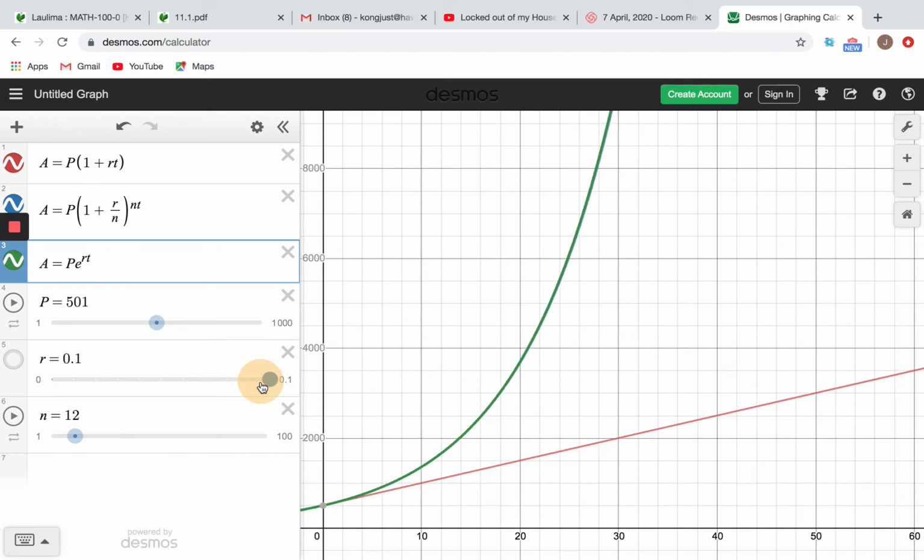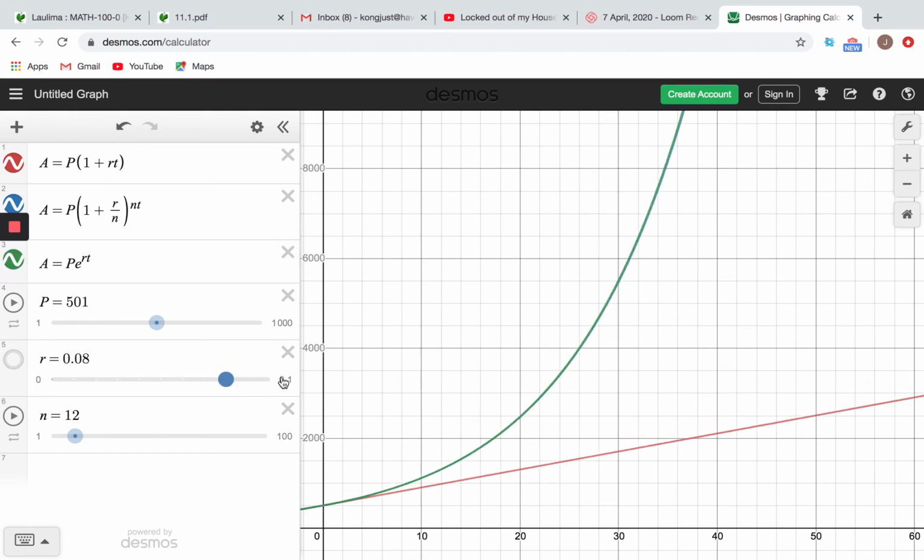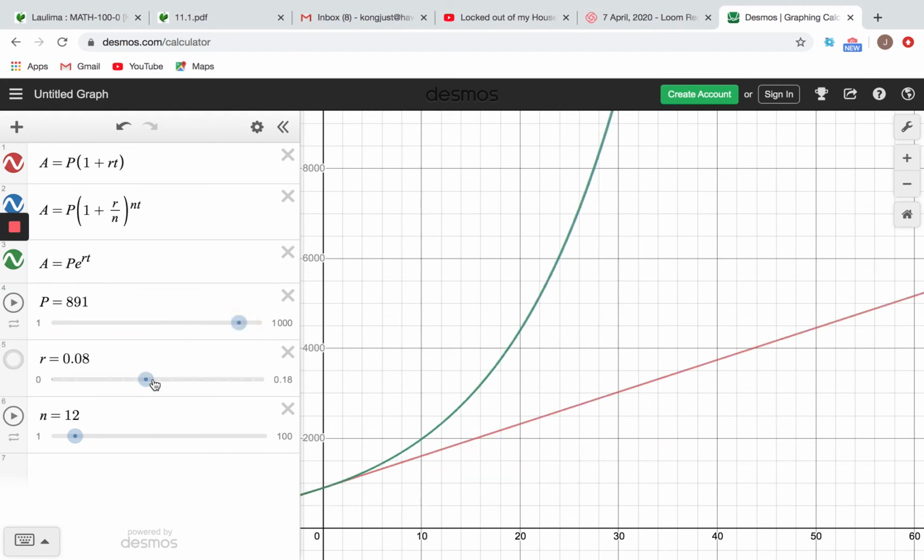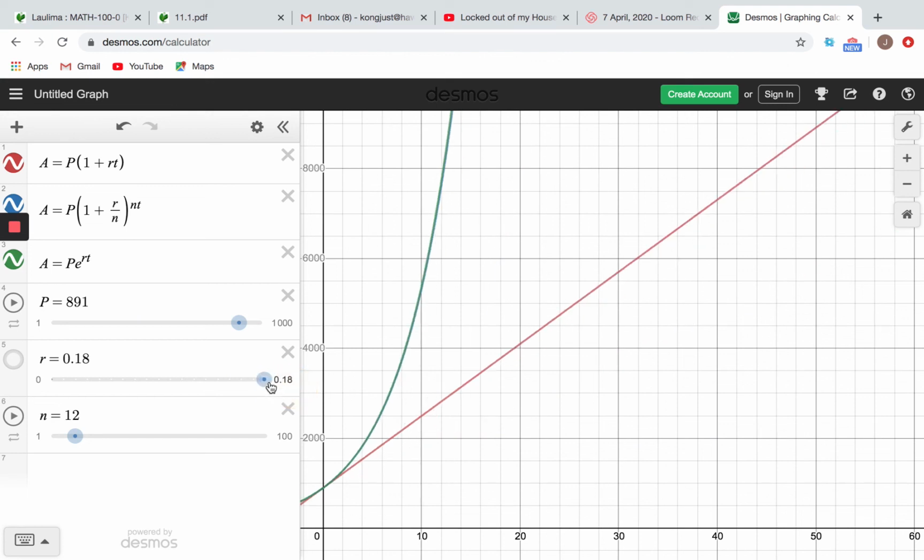If you go all the way up to 10%, or to the interest rate a credit card would charge you, let's say 18%, then look at that thing, dang, that's brutal. If you're letting that interest accrue on your credit card, it was a $500 start, and then in 10 years, you're at 5,400. That's almost 11 times what you started.